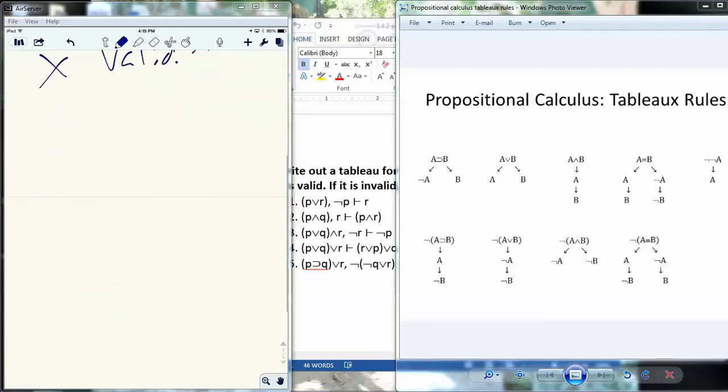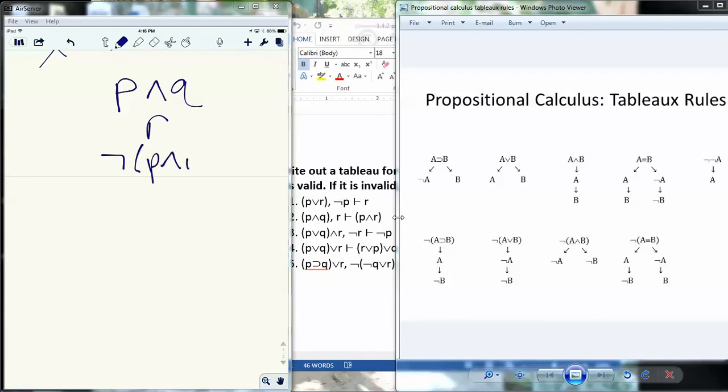All right. Number two says P and Q, does that mean P and R? And that one also should be fairly intuitive. P and Q means that P is true, Q is true. R, of course, means R is true, so then P and R is just putting these two together. So that should be valid as well. I'll start with my initial list. P and Q, R, and then not the case that P and R.